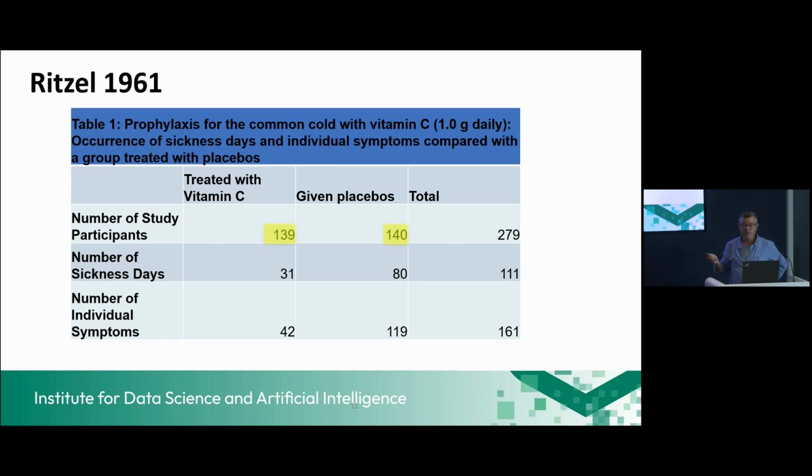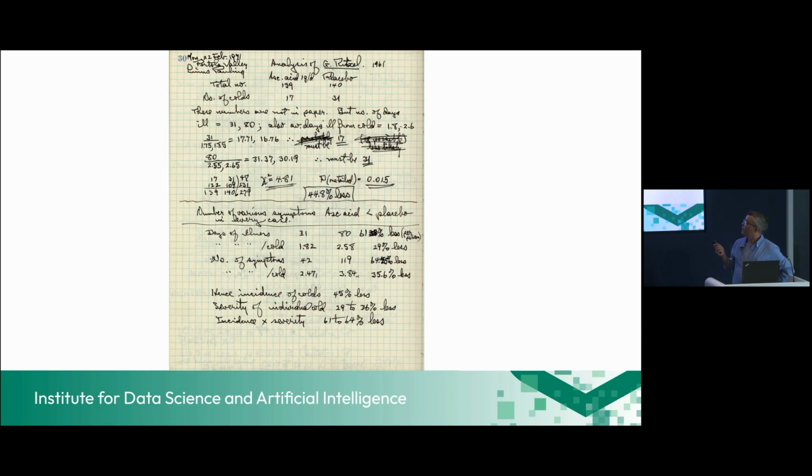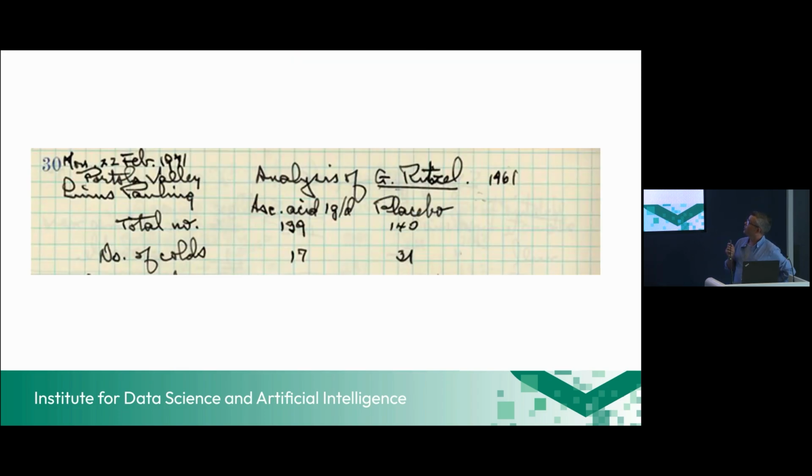So these authors were undeterred. They contacted Ritzel, and Ritzel found his lab book, scanned it, sent it back. This forms the evidence now, the best available evidence for vitamin C for colds. I'm going to zoom in. So it's ambiguous. I think the study was done in 1961. This is from 1971. Shout out to Linus Pauling here. And this is Ritzel. There's 139. There's the placebo. The number of colds, 17 and 31.